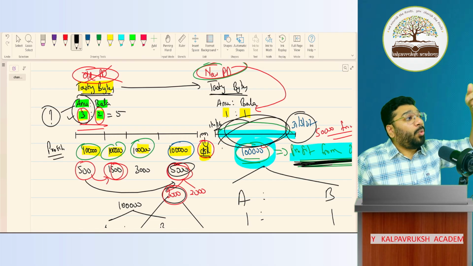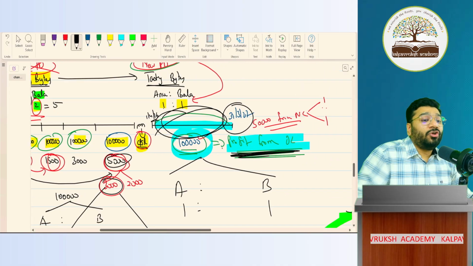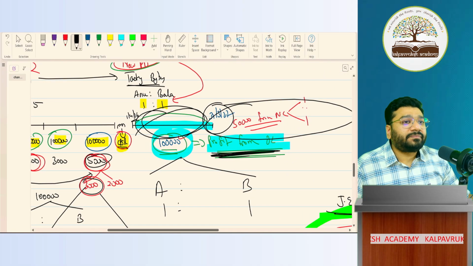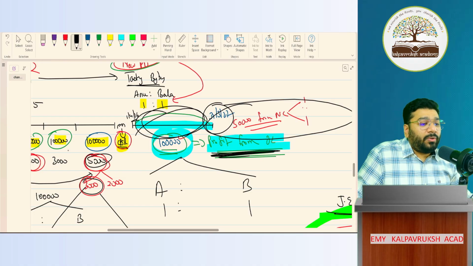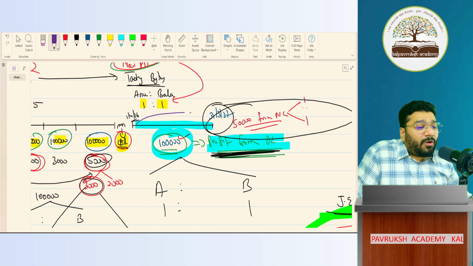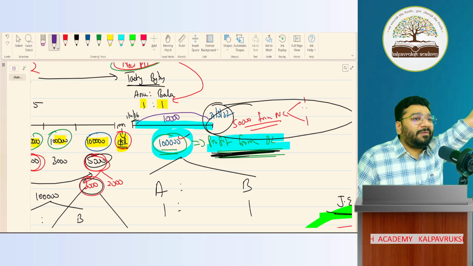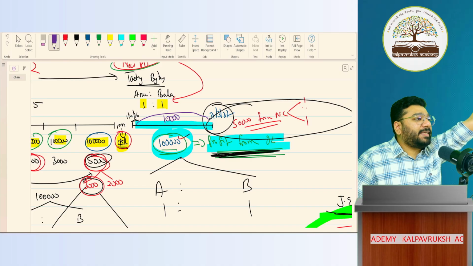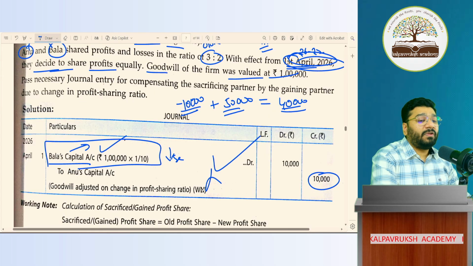In this period, what are the profits she is sacrificing? She is getting it, no? What is she sacrificing? Future profits. Got it, not got it? Clear or not clear? Now, in this period, how much profit is she sacrificing? 10,000 rupees. Because that is going to whom? Bala. So whatever profit she is sacrificing, that we have to give in the form of goodwill. Now, listen very carefully. Why is this called goodwill?